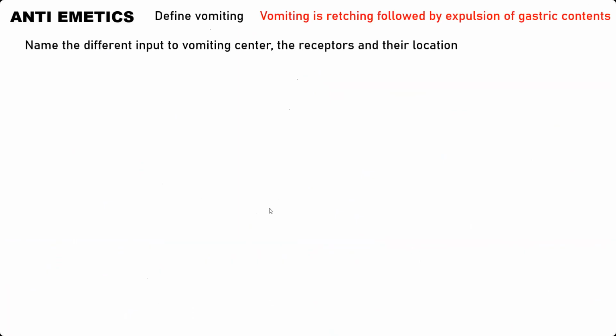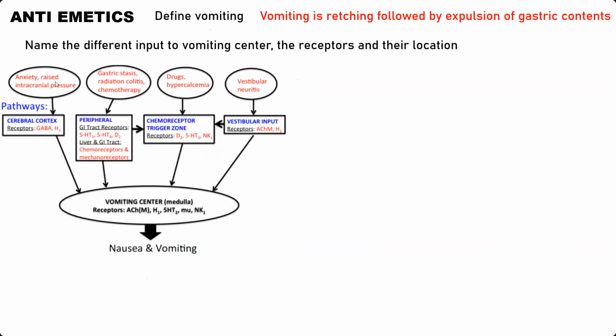What is vomiting? What is the definition of vomiting? It is non-purposeful, non-voluntary retching followed by expulsion of gastric contents, called vomiting. Okay. Name the different inputs to the vomiting center and receptors and their location. What are all the afferent signals which can activate the vomiting center? There are so many things: anxiety, raised intracranial pressure, gastric stasis, radiation, colitis, chemotherapy, drugs, hypercalcemia, vestibular.